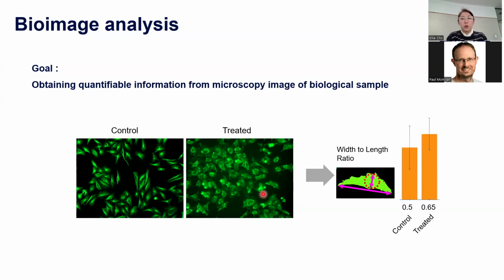One useful quantifier for that would be measuring the width and length of each cell and presenting it as a width to length ratio. This would be closer to a value of 1 as the cells are rounder and closer to 0 if they are elongated. And once we measure for each cell, we can then plot the values and run statistics.